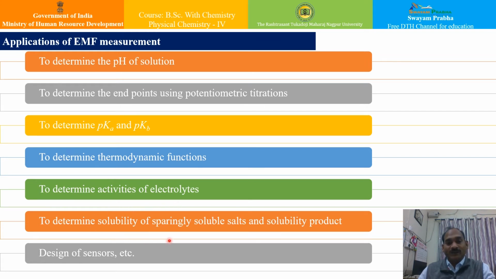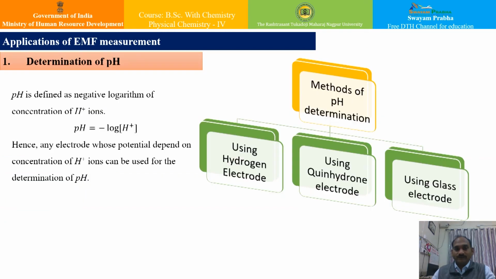We can determine the solubility product and solubility of sparingly soluble salts. We can determine hydrolysis constant and degree of hydrolysis. We can find its application in many ways. Even nowadays, this EMF measurement can be applied in the design of sensors. We will see a glimpse of it as well. So let us have a look at all these aspects one by one.